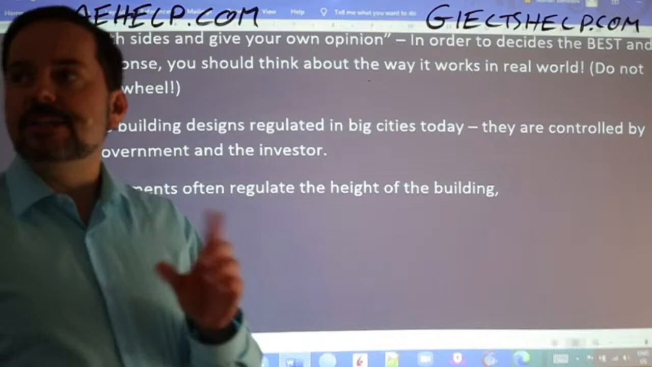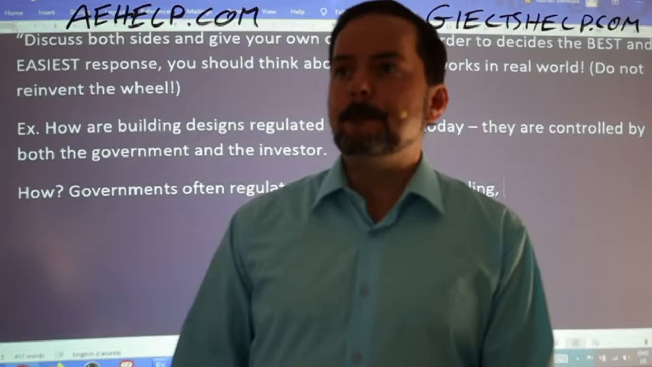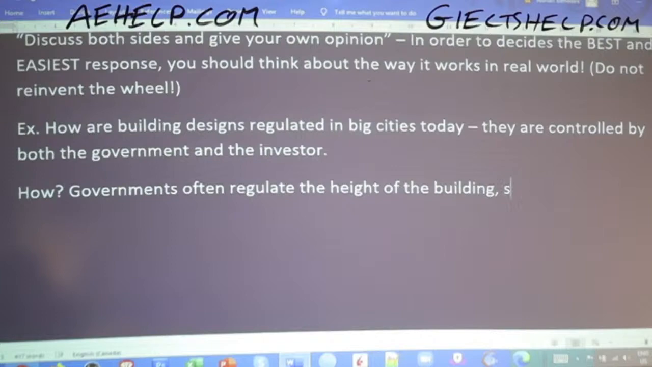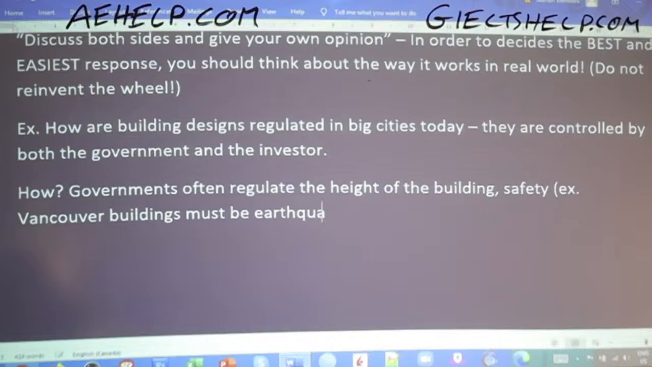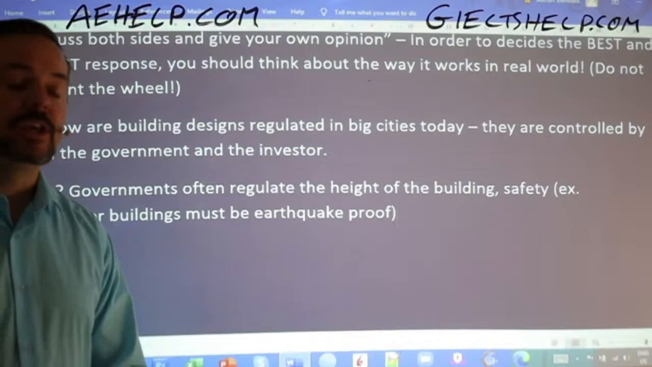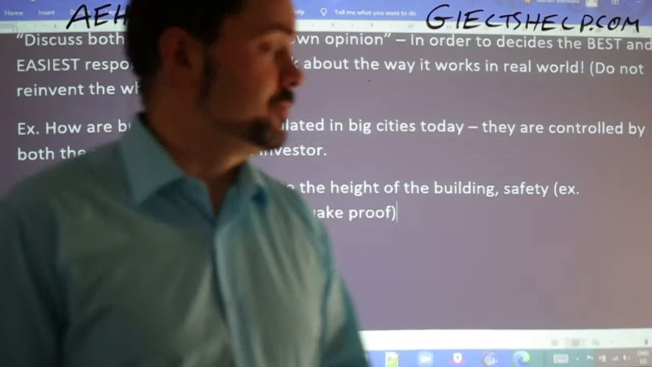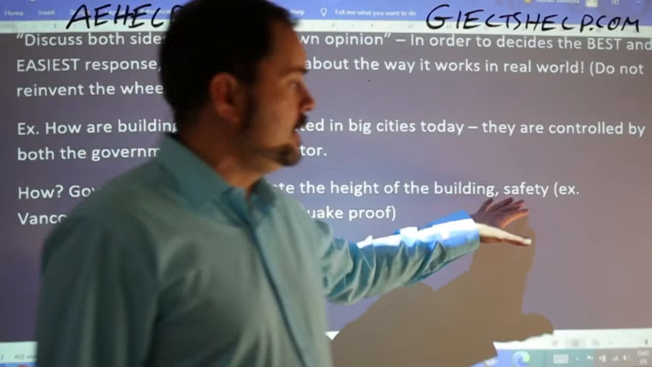So height, Therusha says the distance from the road. Yash says the materials. Amu says the fire exit, proper quality of materials. Okay, if we want to say a little bit easier, then we can say the safety. So, for example, in Vancouver, buildings must be earthquake-proof. Okay, we live in an earthquake risk area, same as kind of Tokyo. So you have to use materials and you have to have a structure that is safe in case of an earthquake, okay? Because we live in an earthquake zone. And the height of the building is also controlled.